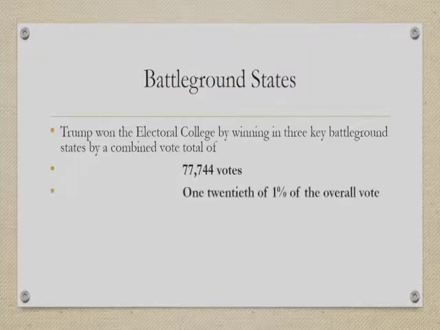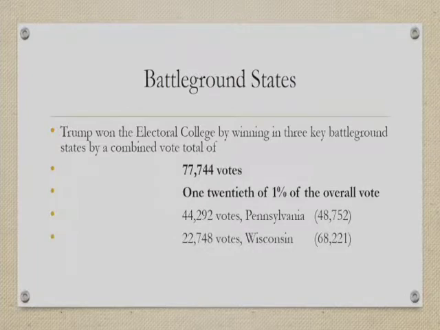How does that break down? That is 1/20 of 1% of the overall vote. 77,000 divided by 134 million is 1/20 of 1% of the overall vote. That is how this election was decided. I'm trying to get to that how question. That's 44,000 votes in Pennsylvania, 22,000 votes in Wisconsin, and 10,000 votes in Michigan. This is what I want you to pay attention to.